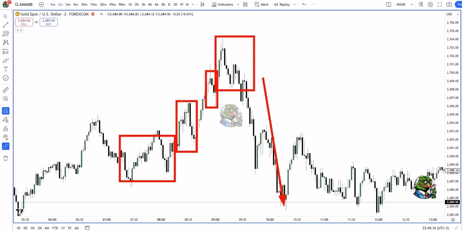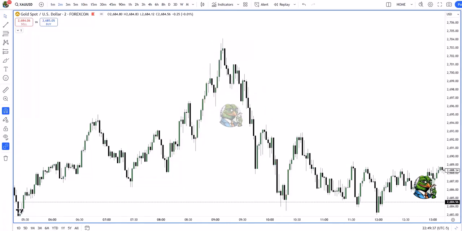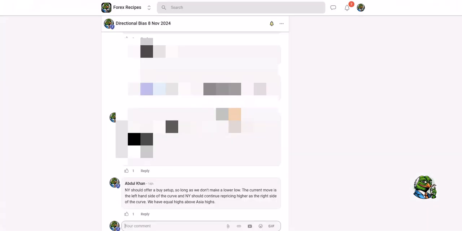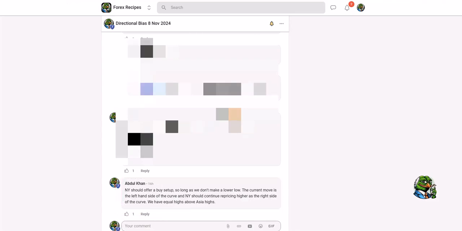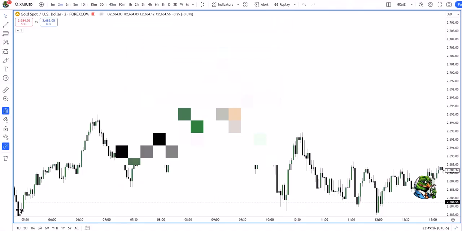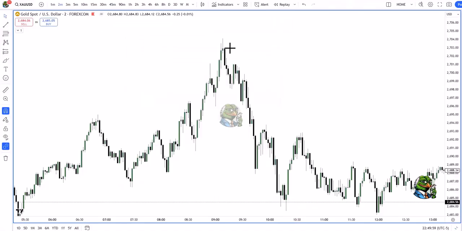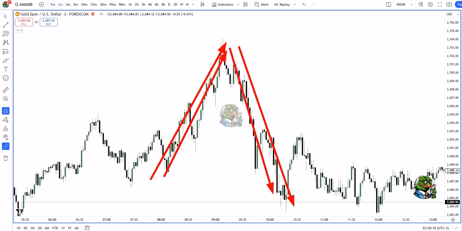Now, some of the students in VIP traded this move up. Some students traded the left side of the curve, and that was the guidance I had provided them, that New York should provide a buy setup. Many students took that. Some students also took the right side of the curve because that was a bit easier. I'll tell you why in a moment. So you could take either side. You can take both as well, because both are valid setups. And I'm going to show you how you could have taken advantage of both of those setups, trading up and trading down, and how you could have identified that.